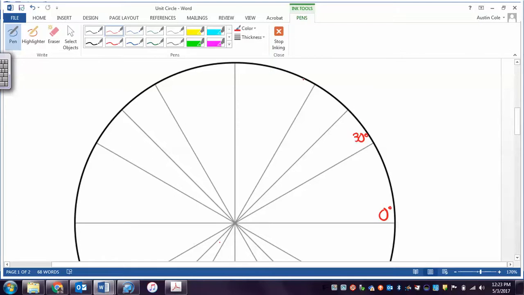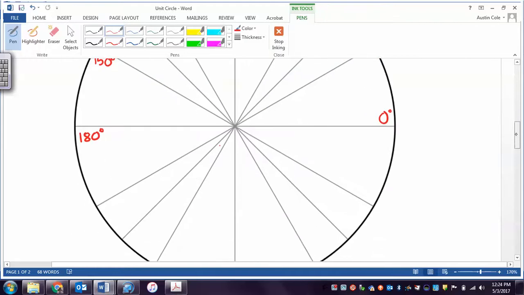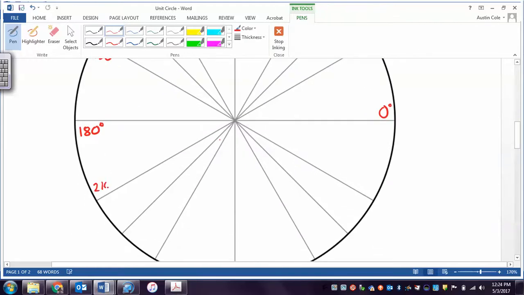And I'm actually just going to count by 30s. Because we know this is going to be 45, but I'm going to count by 30s. This is going to be 60, right? This is 90 degrees. I'm going to keep counting by 30s. This is 120 degrees. I'm going to skip this one because that's a multiple of 45. This one is 150 degrees. And this one is 180 degrees. If we keep this rolling, this is going to be 210 degrees.